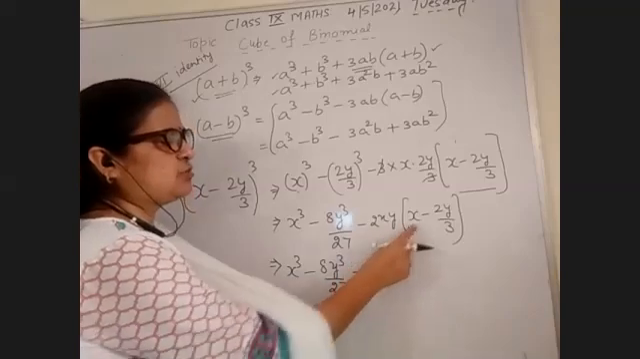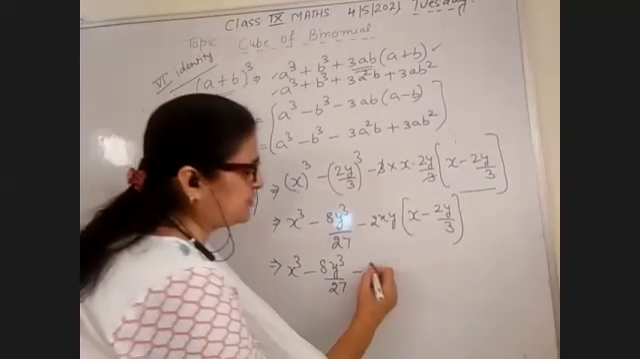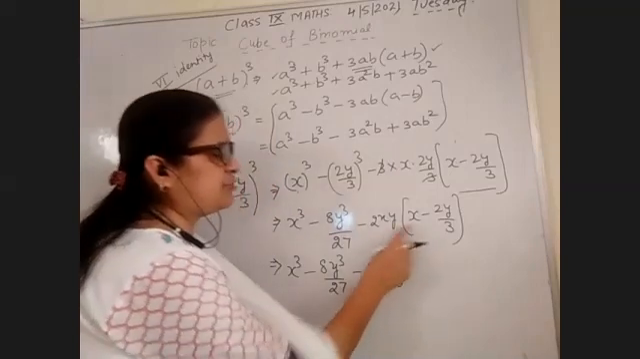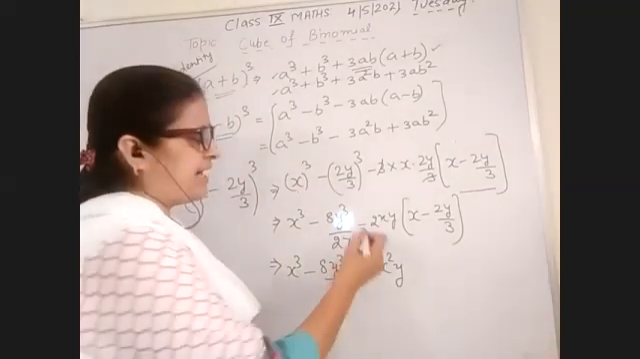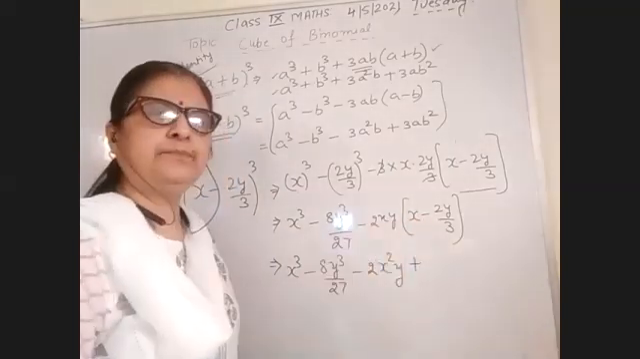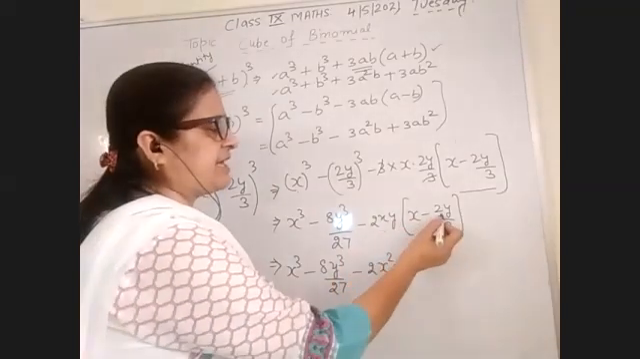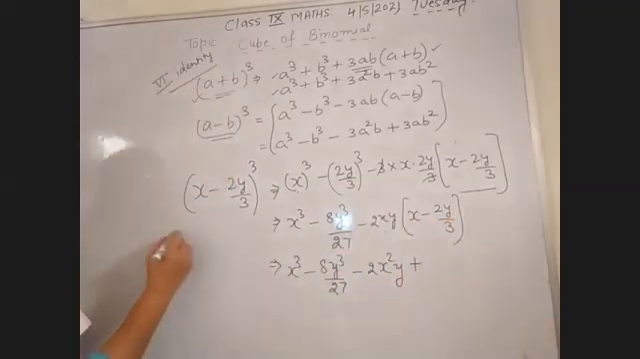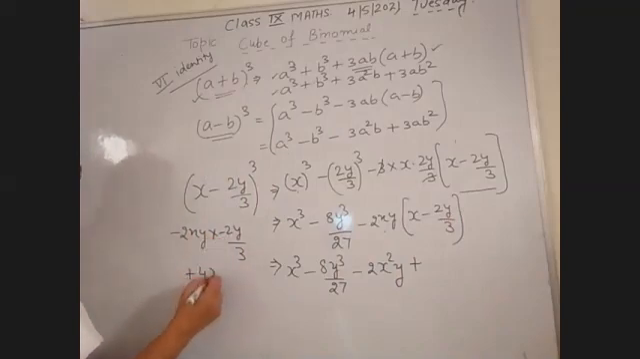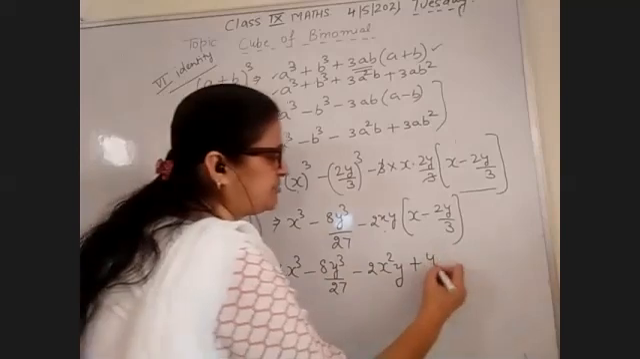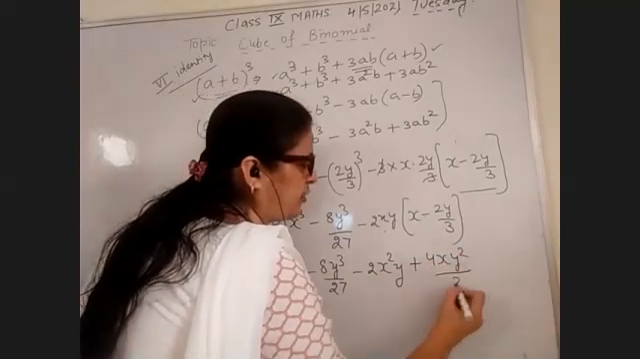When you multiply 2xy with x, it becomes 2x square y, and minus multiplied by minus becomes plus, and 2xy multiplied with 2y upon 3. When minus 2xy is multiplied by minus 2y upon 3, minus minus becomes plus, and 2 twos are 4, and x, y multiplied by y gives y square upon 3. So it becomes 4xy square upon 3.